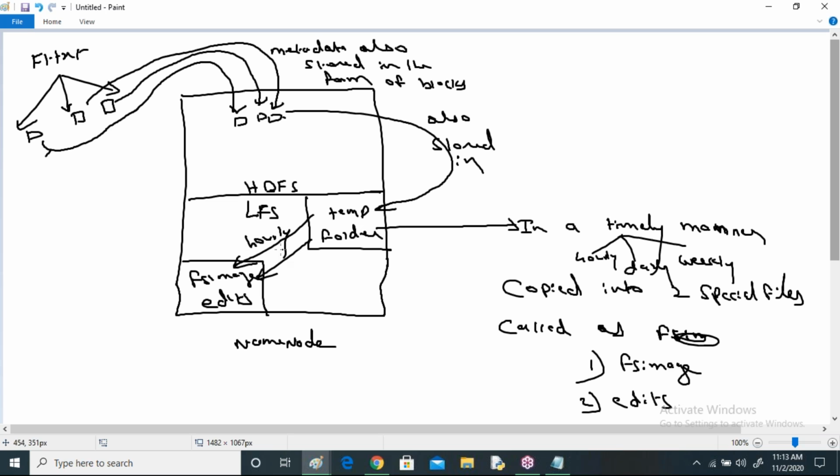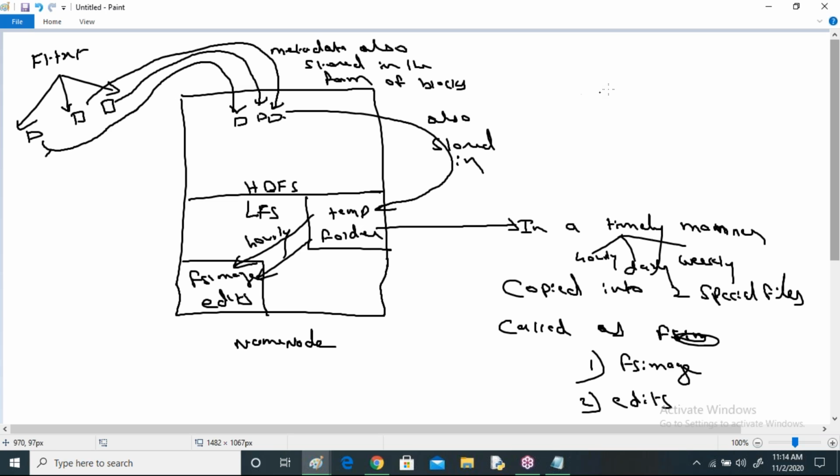So you need to understand how this data is stored and how the metadata is stored. The name node stores metadata in the form of blocks. The default block size is 64 MB, but in the latest versions you get 128 MB. So metadata is also stored in blocks, and later it is stored again in the special files called fs image and edits.